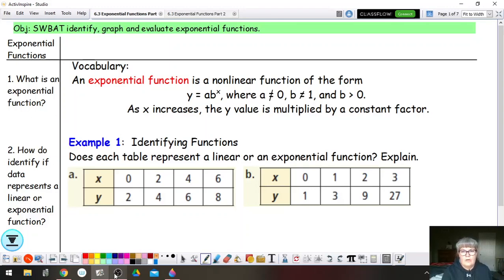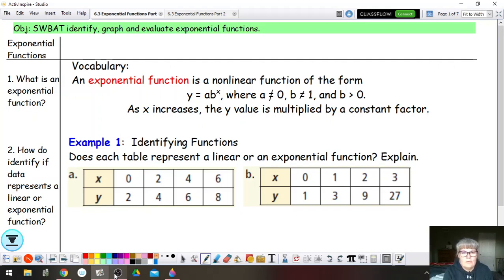Exponential functions are nonlinear functions, and they are in the form y equals a times b to the x. Notice x is what is now the unknown. X is going to be the exponent. A cannot equal 0, otherwise we wouldn't have a function. B cannot equal 1. If it were, we would have just a horizontal line. And B must also be greater than 0 when we're doing this.